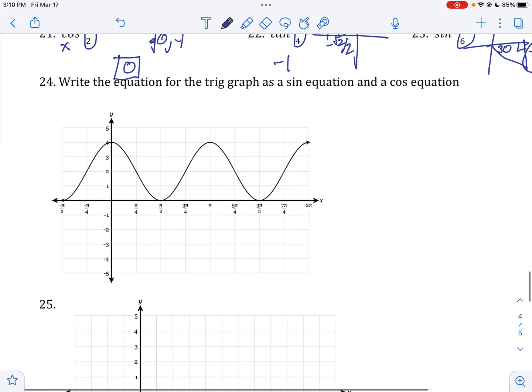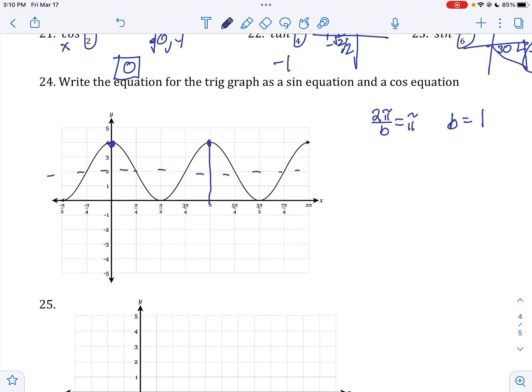And then our last two, we're asked to write the equation for the sine and the cosine. Okay, well, let's see if we can figure this out. So what is our period length? From here to here, our period is pi. So 2 pi over b equals pi, so b equals 1. And I notice my midline is at 2. And I see it starts at high, so I'm going to start with a cosine equation. So y equals, what's that amplitude?